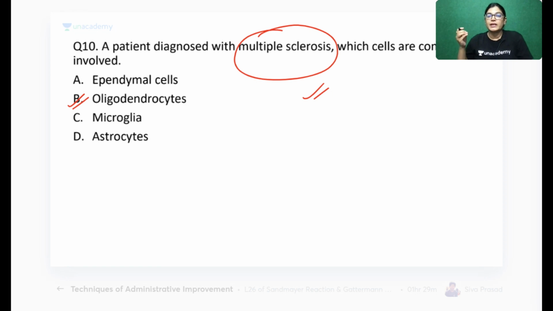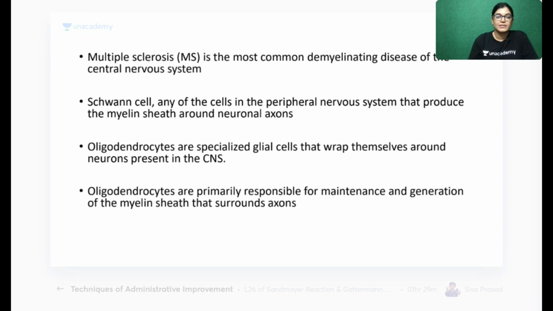So there will be a deficiency of myelin sheath, and we know that myelin sheath is formed by oligodendrocytes in case of the central nervous system, and in case of the peripheral nervous system, myelin sheath is formed by Schwann cells. It is formed by Schwann cells. So oligodendrocyte is the right answer.